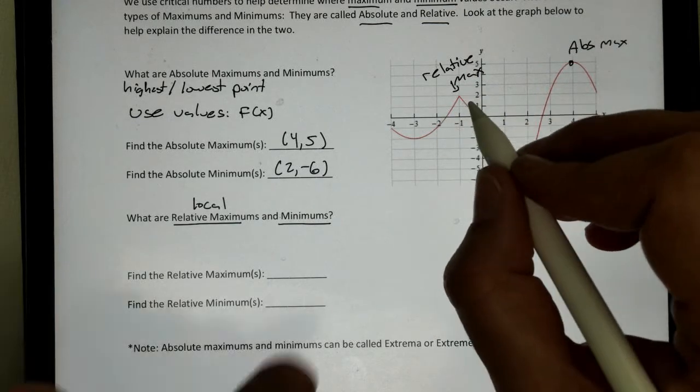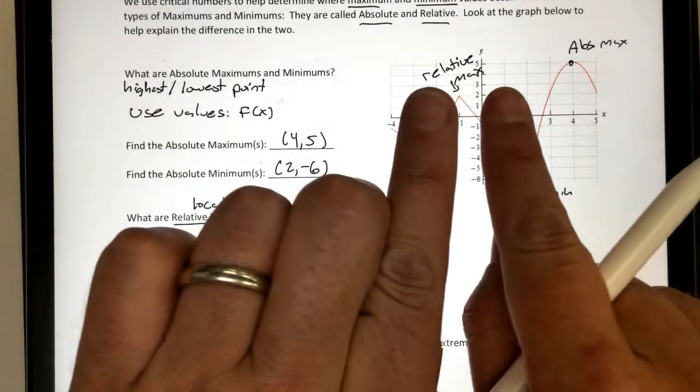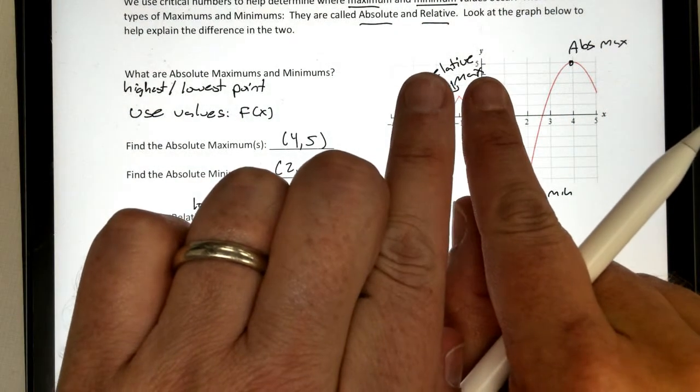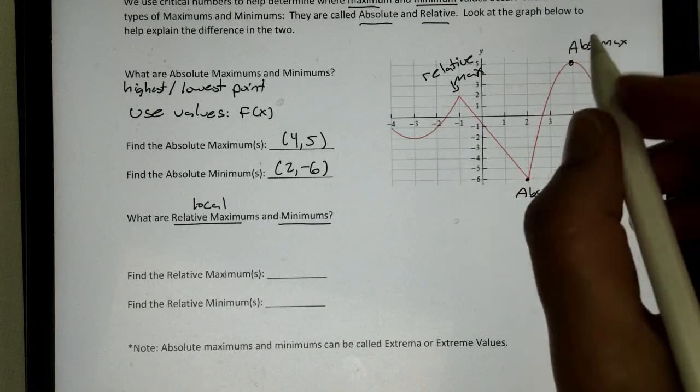This is called a relative max because within its local area, it's the highest point. Like if I only look at a certain bit of it, it's the highest point in that region. Now, there is another relative max. And this one's always a little bit tricky. It's this one.